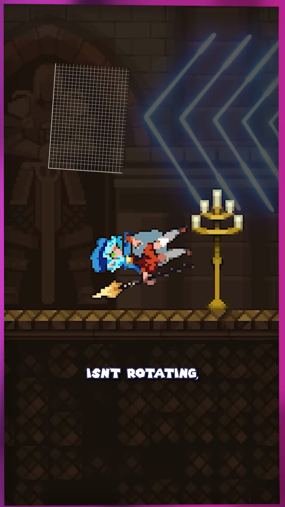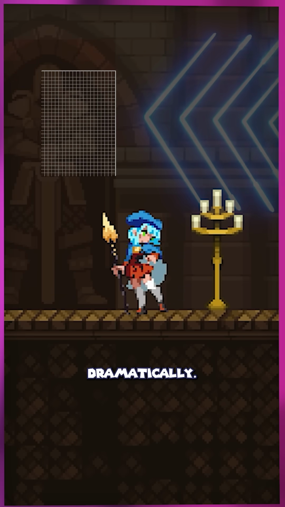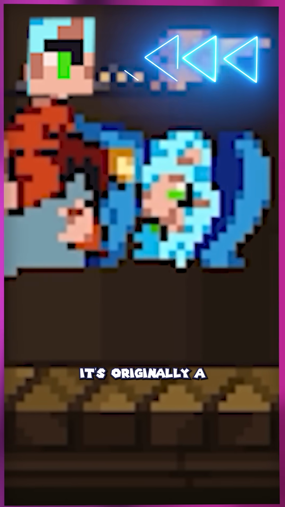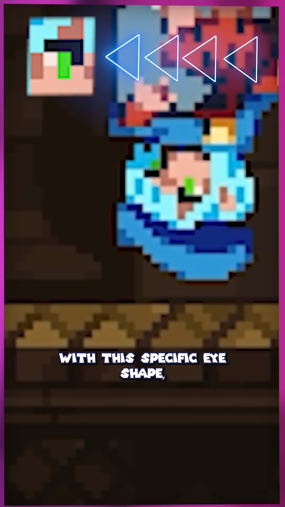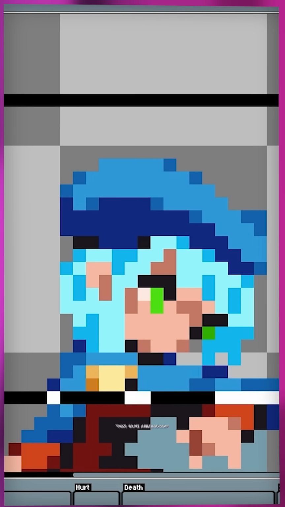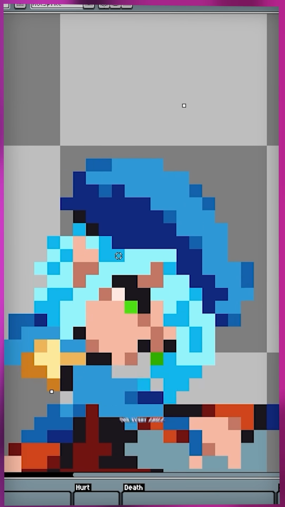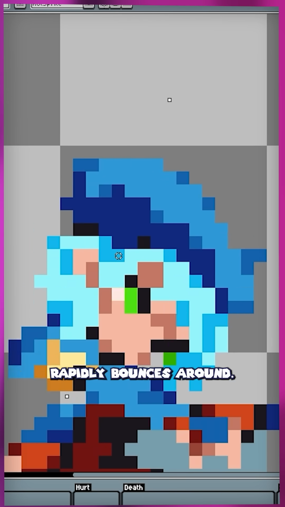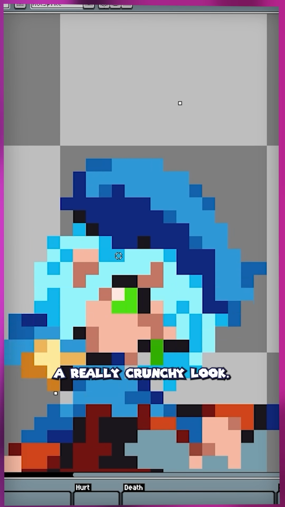But because the grid isn't rotating, the shapes are changing dramatically. You can really see it with her eye. It's originally a 3x3 grid of pixels with this specific eye shape, but as we rotate her, that same arrangement of pixels doesn't exist for every angle, so her eye shape rapidly bounces around. It gives pixel perfect rotation a really crunchy look.